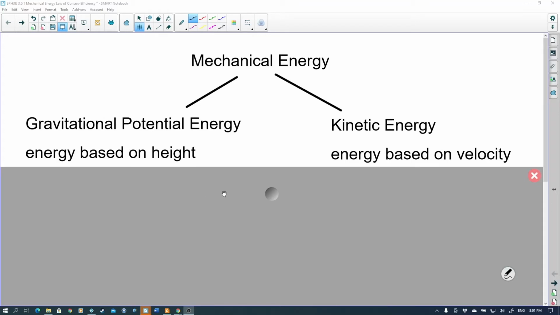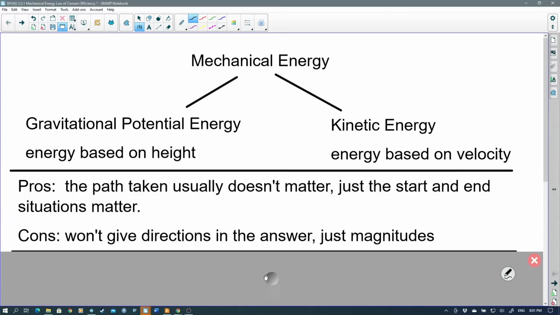Hello again, everyone. In today's lesson, we're going to start looking at specific types of energy, and we're going to be starting with mechanical energy. Mechanical energy is still within the concept of motion, therefore it follows nicely with the other stuff that we've been looking at recently. There are two different types of mechanical energy: gravitational potential energy, which is energy based on height, and kinetic energy, which is energy based on velocity.